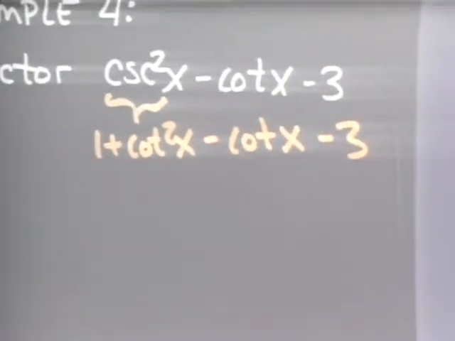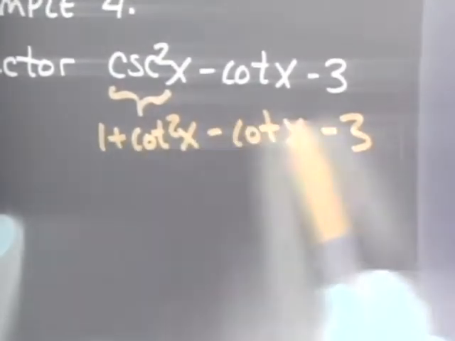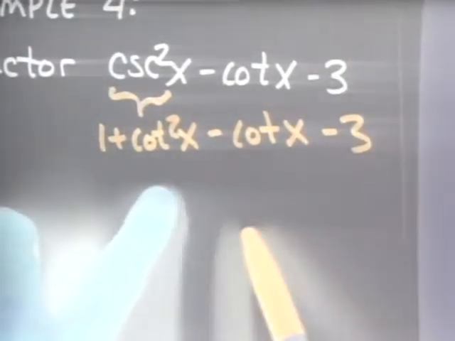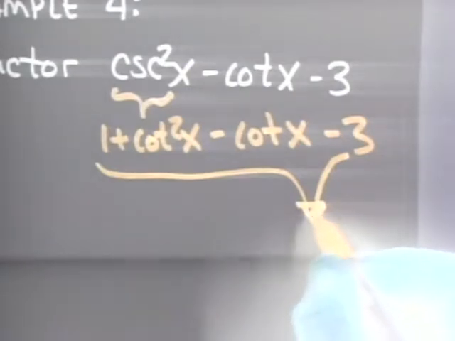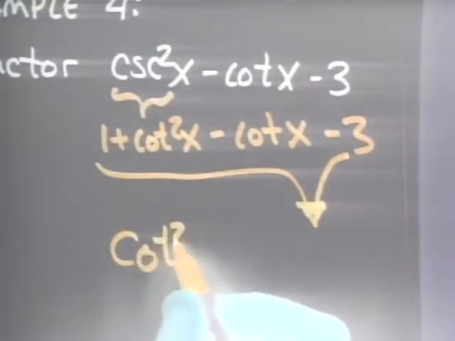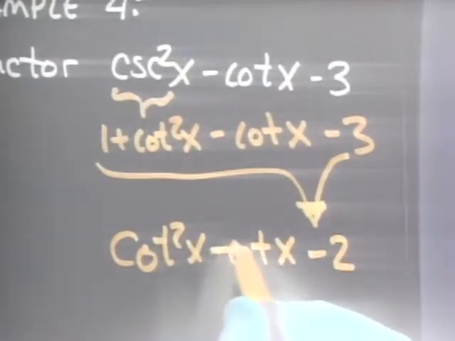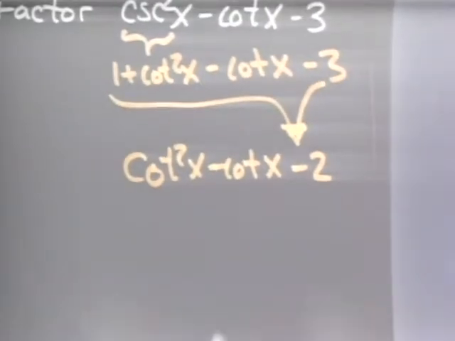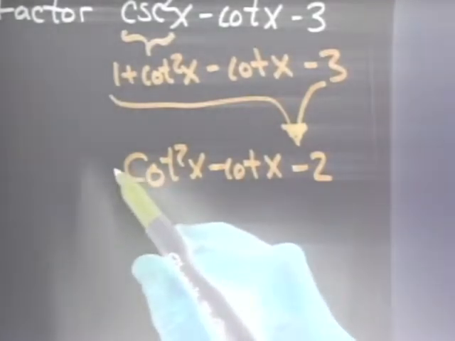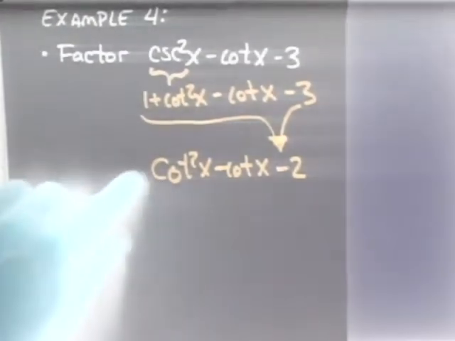Our trinomial now became 4 pieces, but this piece and this piece are just numbers, so you can just mesh them together. You'll have cotangent squared x minus cotangent x minus 2. And now we can factor the trinomial. A good thing about it is that it doesn't have a coefficient here. That's the good thing about it.